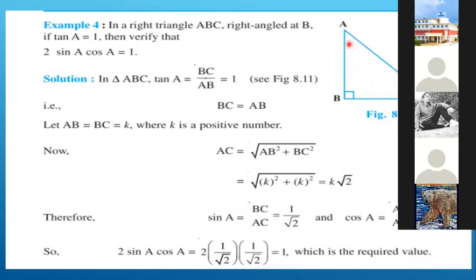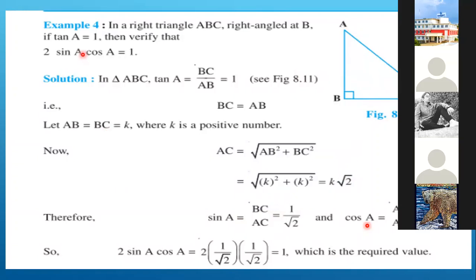What Pythagoras theorem says: in a right angle triangle, the square of the hypotenuse is equal to the sum of the squares of the other two sides. So AC square is equal to 1 square plus 1 square, that is 2. AC square is 2, AC value is root 2. Once we get the AC value, the hypotenuse, we'll find sin A. Sin A is opposite by hypotenuse, opposite is BC, so that is 1 by root 2. Then cos A, adjacent by hypotenuse, is also 1 by root 2.